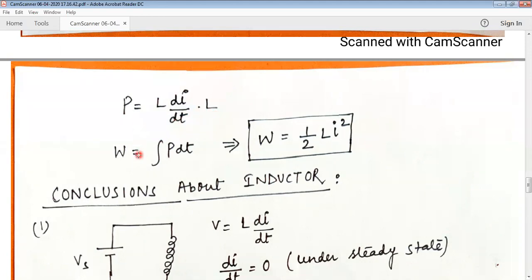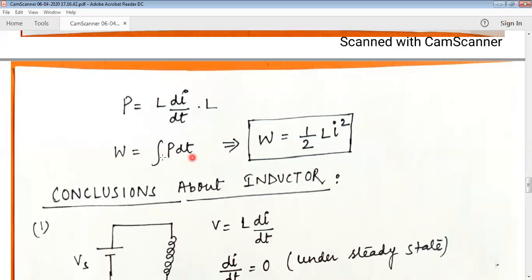Now what will be the energy? Energy will be the integration of power. So P dt is your energy. When you put the value of P here, you will get the energy, half L i square. So this is the magnetic energy which the inductor stores. So an inductor stores energy in the form of a magnetic field.